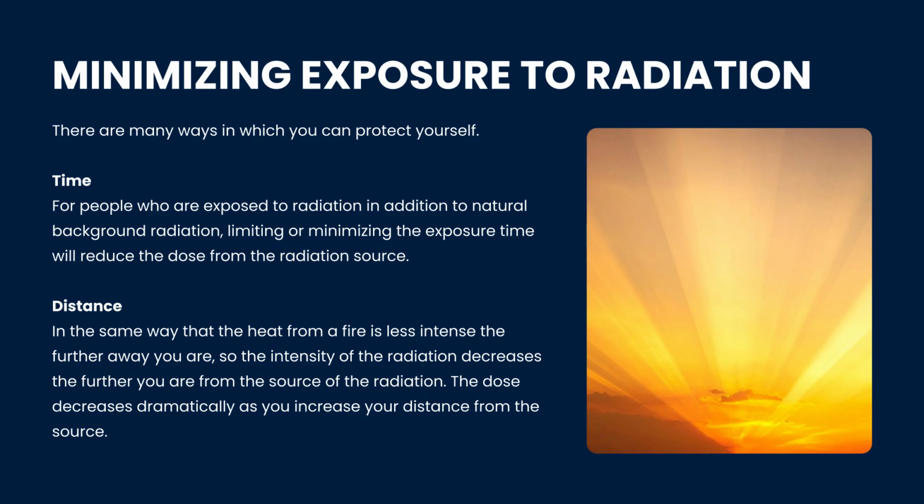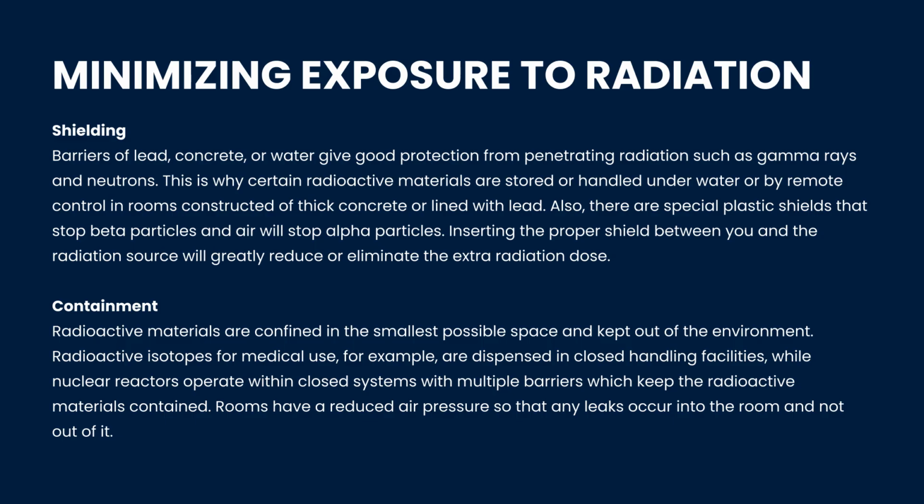Two of the most effective ways to reduce radiation exposure are minimizing time near a source and increasing distance from it. The less time spent near radiation and the farther away you are, the lower the dose you receive. Shielding materials such as lead, concrete, and water can significantly reduce exposure, especially from penetrating radiation like gamma rays.